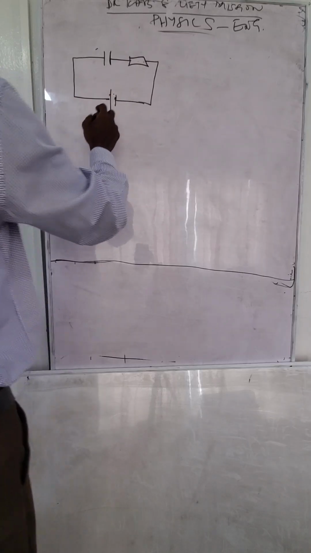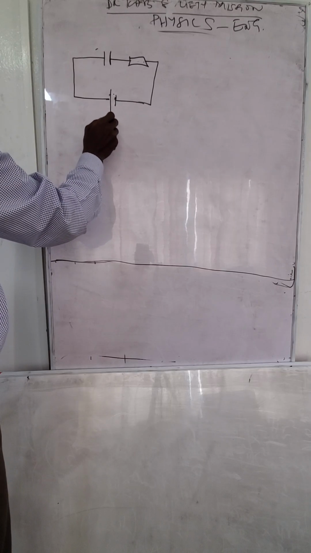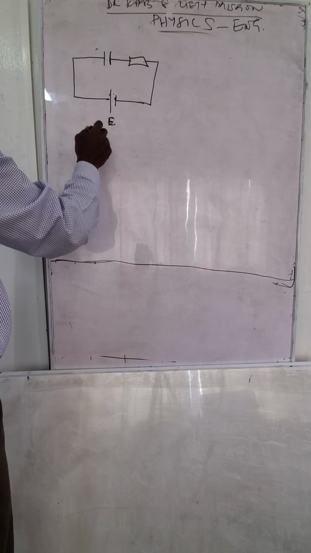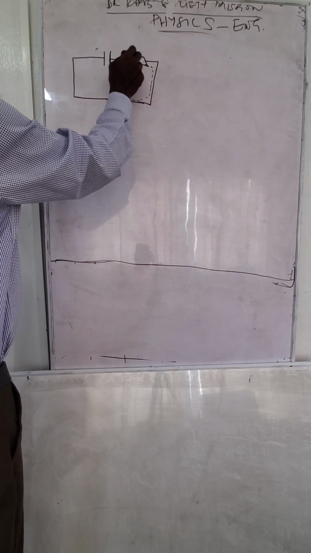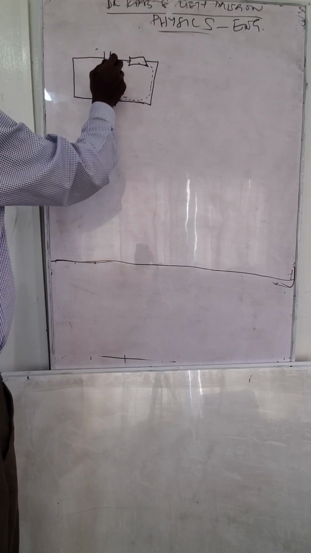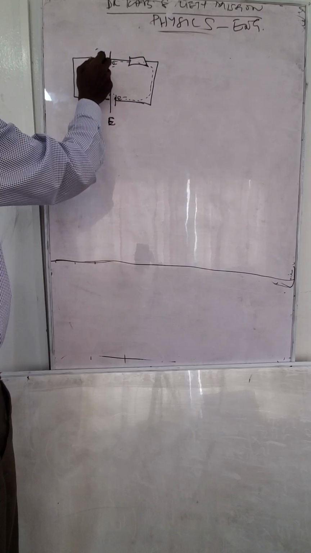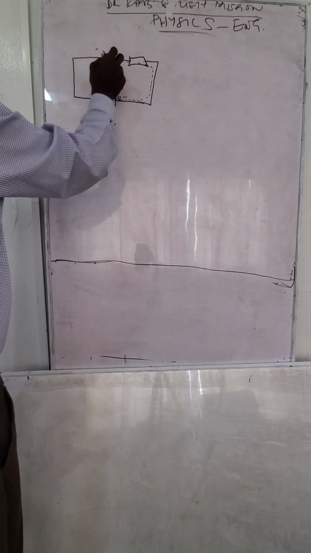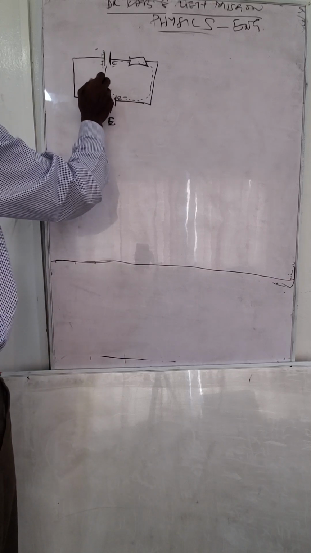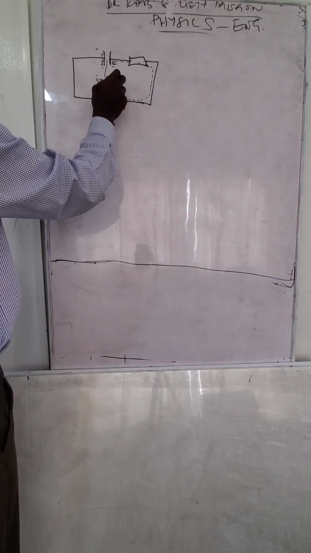Okay, so in actual sense, this is the battery, and the battery has its EMF. Now electrons will start moving. When they come here, they are negative charge, so this is going to be positive. But because there's an insulator here, it doesn't allow electrons to pass through.